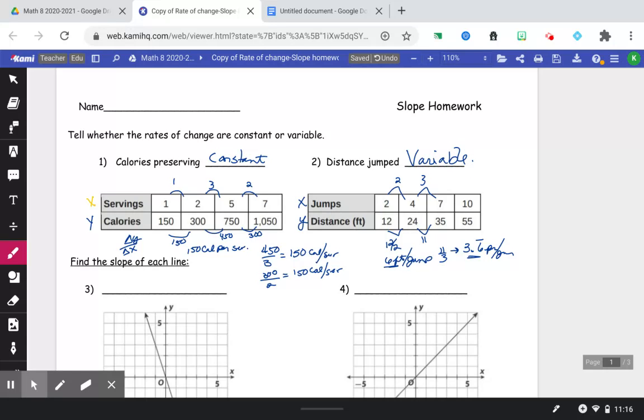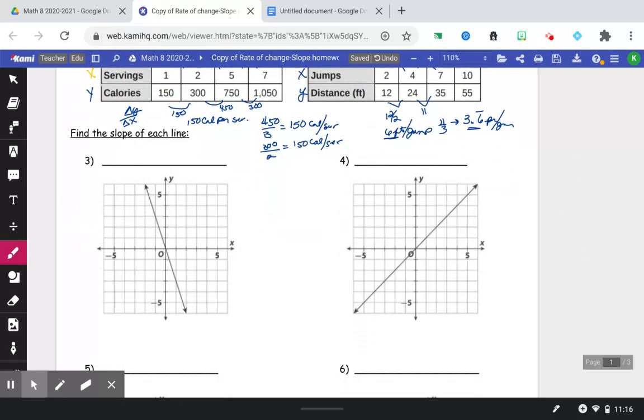All right, looking at number 3. We're going to find the slope of each line. Remember, you want to pick 2 nice points, where the line goes right through where our grid crosses. So I'm going to use that point and that point. Slope is the change of y over the change of x. To get from this point to this point, I'm going to see what happens to that y value.